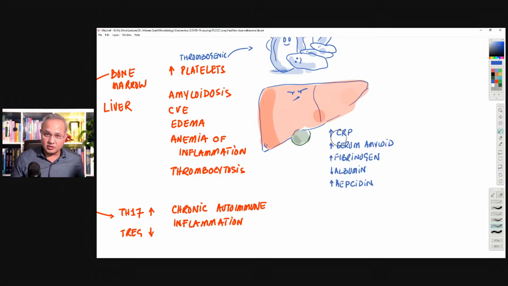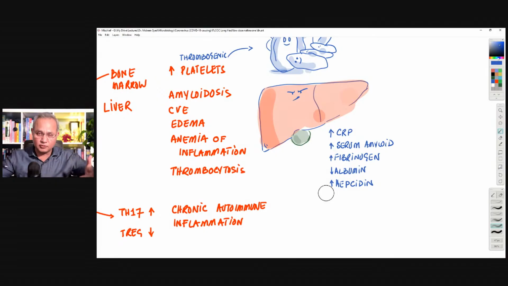So for example, the liver would start making C-reactive protein. The liver would start making serum amyloids. These are proteins. It would make fibrinogen. Fibrinogen is used for repairing the area that is getting damaged. It would reduce production of albumin in the presence of interleukin 6. It would increase production of hepcidin.